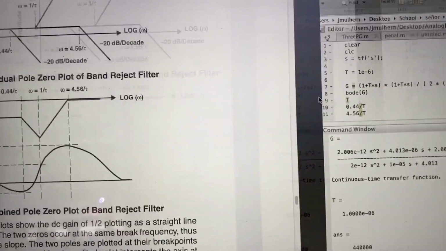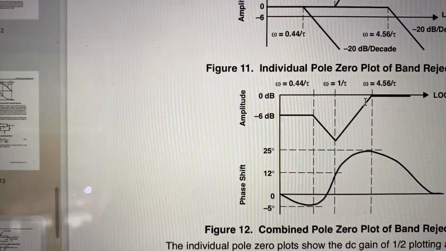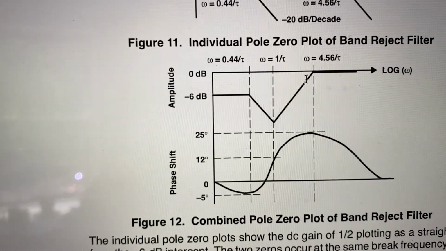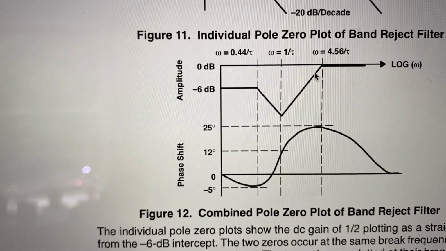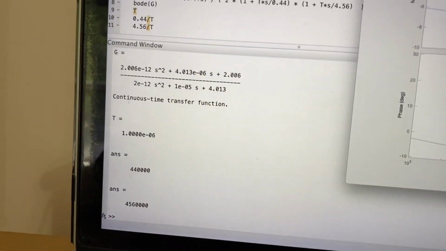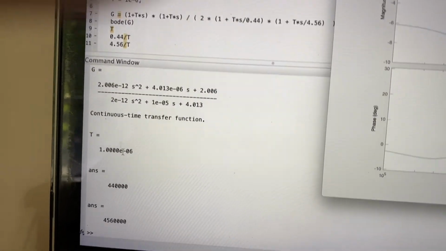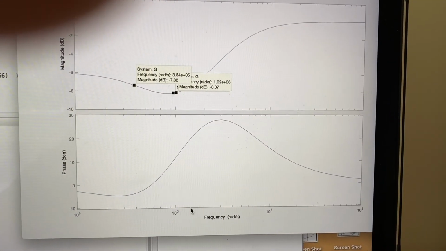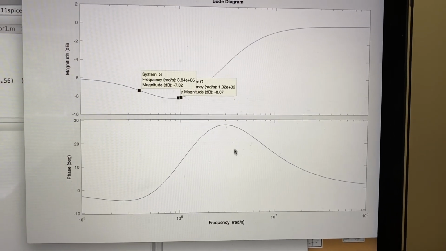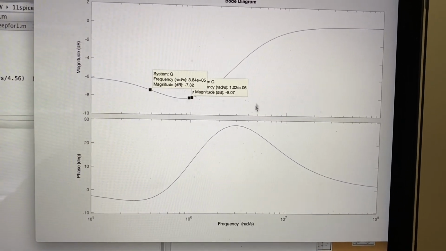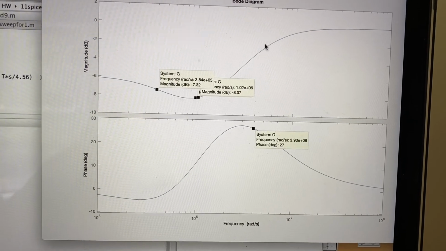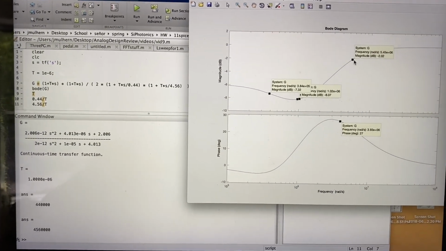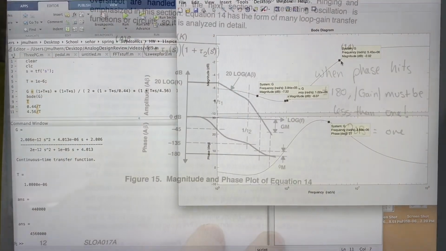Similarly, for 4.56 over tau, we want that to be the peak of the phase response, kind of where it starts to level back off to 0. And how I've defined tau, 4.56 over tau is about 4.5 million. So let's see, this is 1,000,000, 2, 3, 4 million. And yeah, we see that's pretty much the peak of the phase response and where it starts to curve back up to 0. So yeah, that's how you can use Matlab to confirm your back of the hand calculations.